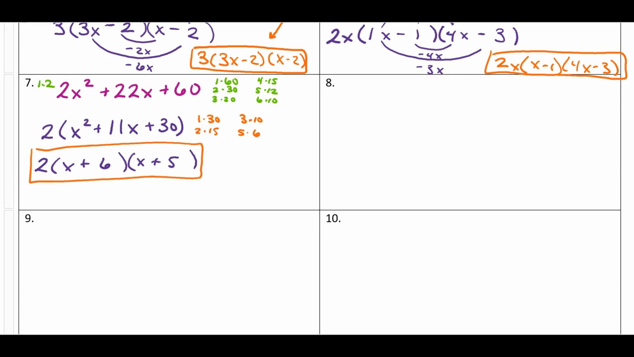So if you got this one correct, give yourself a smiley face. If not, give yourself a frowny face and write down any questions you have.